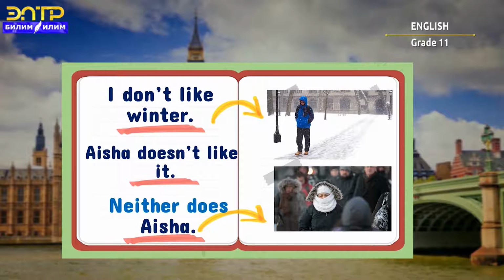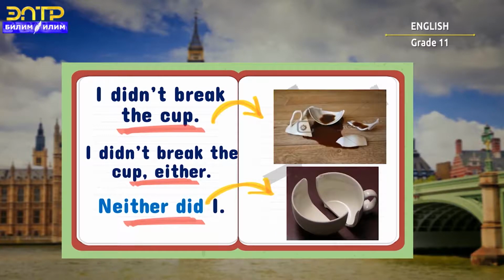We start with neither, then does, a helping verb of the present simple, without not. Why? Because neither gives a negative meaning, and then the subject Aisha. Let's see another example. I didn't break this cup yesterday. And the other boy says, I didn't break the cup. So neither of them broke the cup. We can also express it in another way, saying, neither did I. Instead of saying, I didn't break the cup, I can say, neither did I.